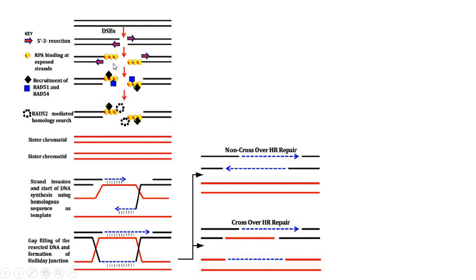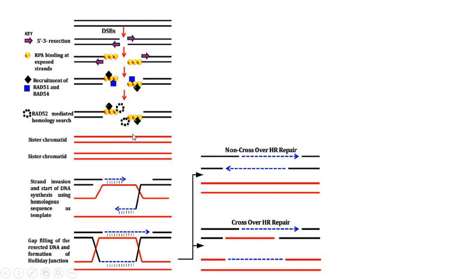The binding of RPA to exposed strands recruits different proteins, especially RAD51 and RAD54. A number of RAD proteins are recruited at the site. RAD51 is involved in looking for homology. It's a homology search protein, and it also helps in strand pairing. RAD54 is a helicase, so these two proteins bind. These then recruit RAD52. This RAD52 mediates the homology search along with RAD51.